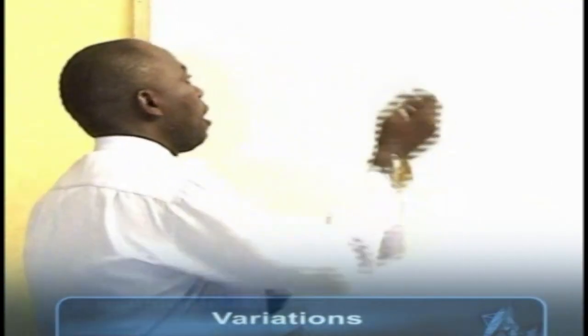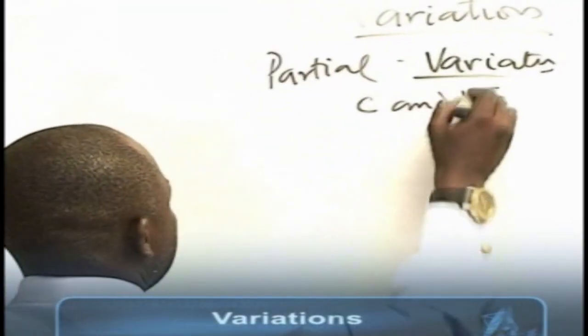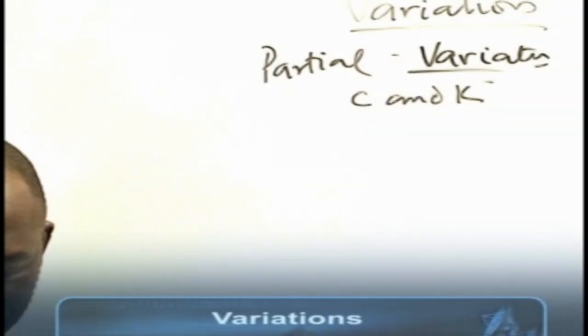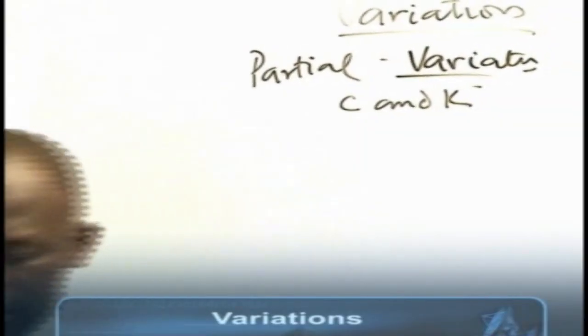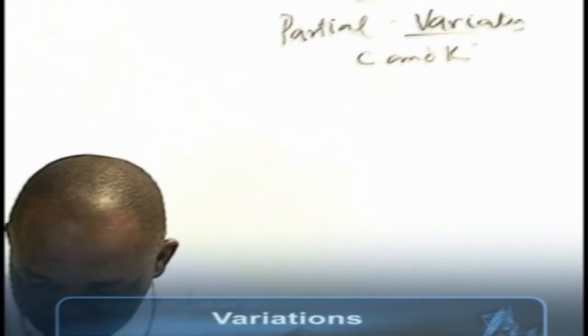This type of variation has 2 types of constant, usually represented by C and K. And the key word is partly. There is a minimum of 3 variables. The key word is partly, and it's a minimum of 3 variables.